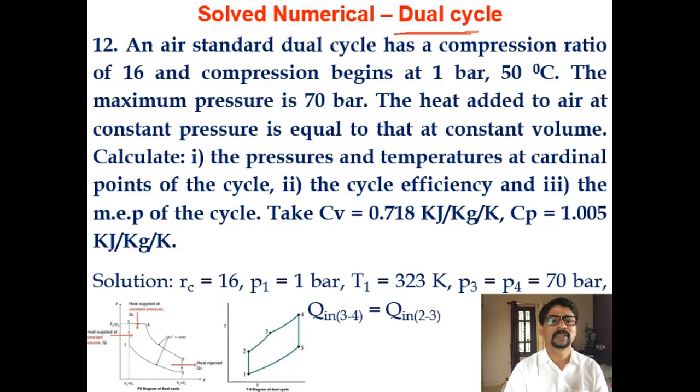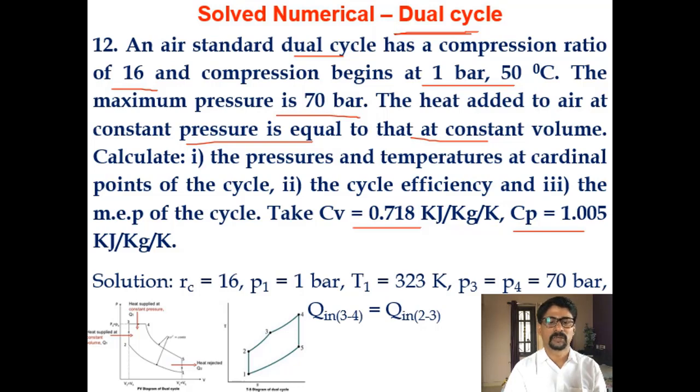An air standard dual cycle has a compression ratio of 16 and compression begins at 1 bar and 50 degrees Celsius. The maximum pressure is 70 bar. The heat added to air at constant pressure is equal to that at constant volume. Calculate the pressures and temperatures at cardinal points of the cycle, the cycle efficiency and the MEP of the cycle. Take Cv equal to 0.718 kilojoules per kg per Kelvin, Cp equal to 1.005 kilojoules per kg per Kelvin. So very interesting problem.